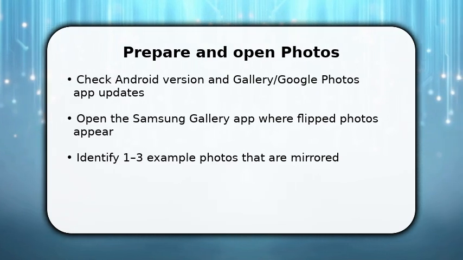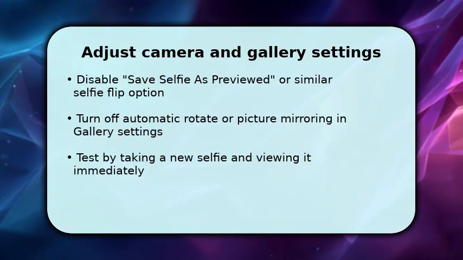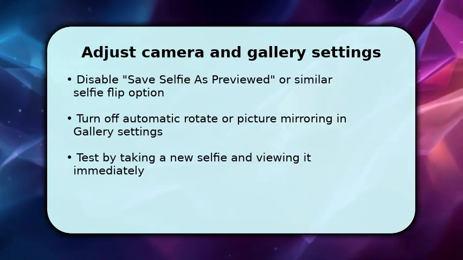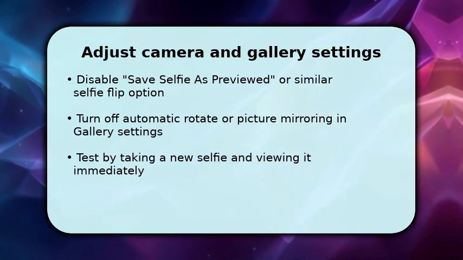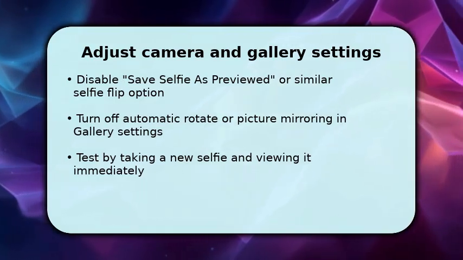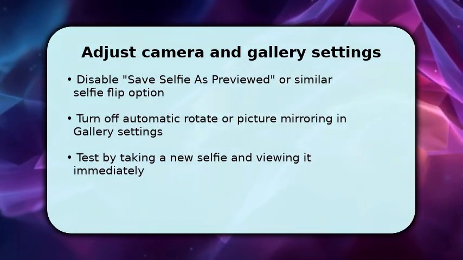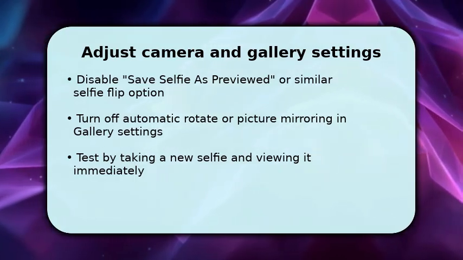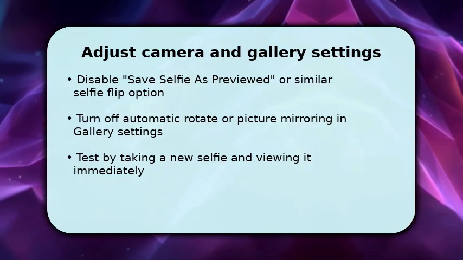Now go into camera settings and find the selfie-related toggle like Save Selfies as Previewed. Turn it off to stop mirrored saves. Then open gallery settings and disable any mirror images or autocorrect features that flip imported pictures. Once changed, take a fresh selfie and import or view it to confirm the behavior. You should see the real-world orientation.